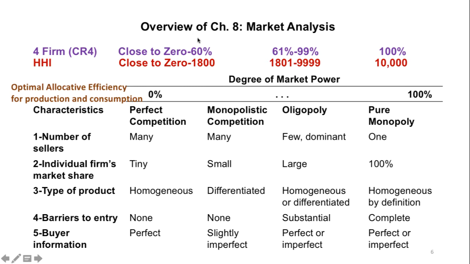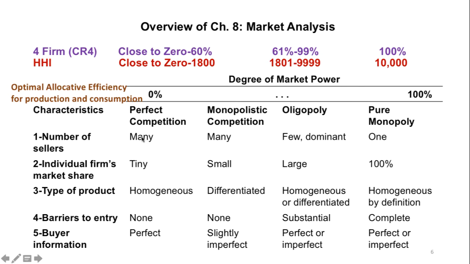If you remember, in the previous lectures we used a scale from the Department of Justice to determine whether our healthcare system is considered a perfectly competitive market, or a pure monopoly, or something intermediate. To determine that, we have to look at these characteristics: the number of sellers or providers, individual firms' market share, the type of product, barriers to entry, and buyers' information.